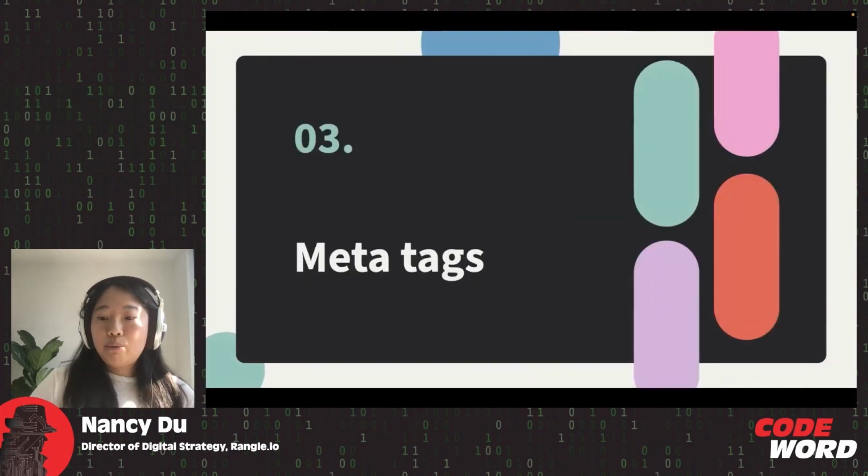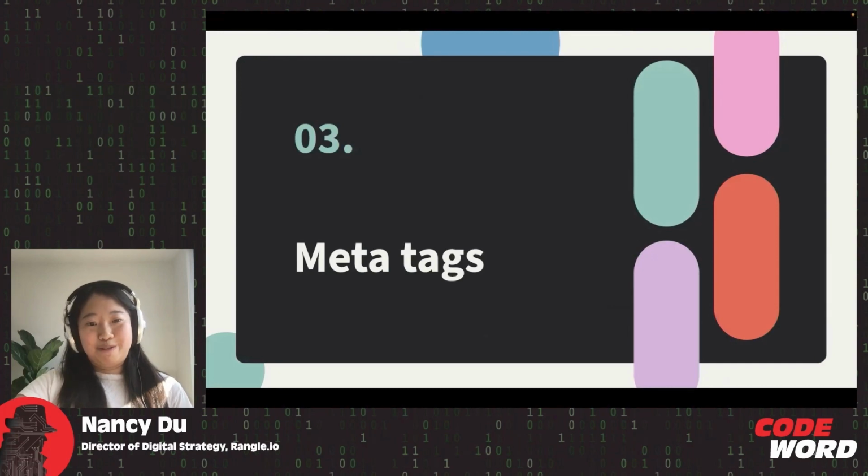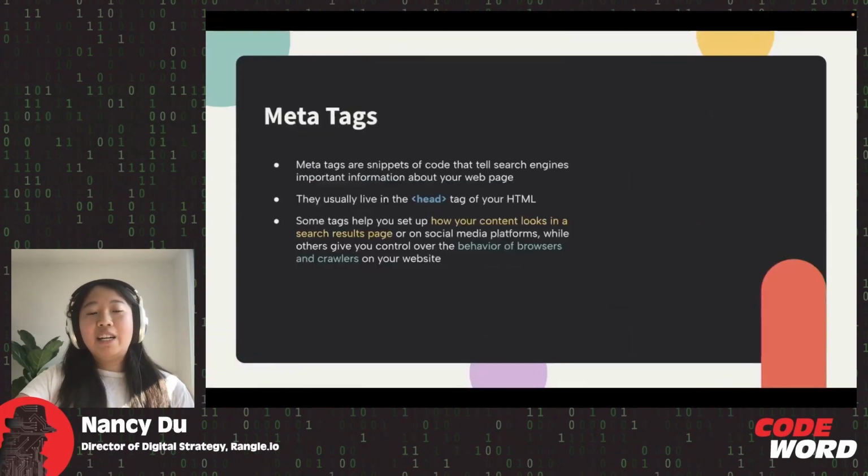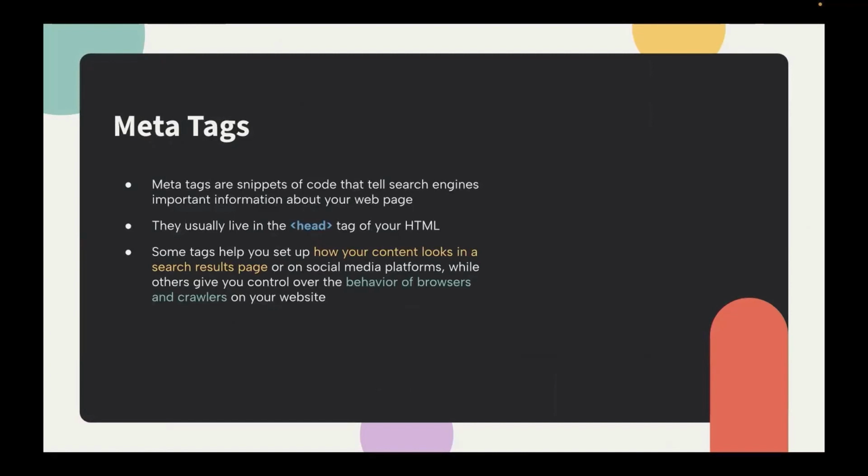All right. Next one we're going to go through is all of the different meta tags. Meta tags are little snippets of code that tell the search engine important information about your web page. They usually live in the head tag of your HTML. They do different things. Some tags determine how the content will look in the search results page on these different search engines, or indicate to the bots how they should crawl your website.